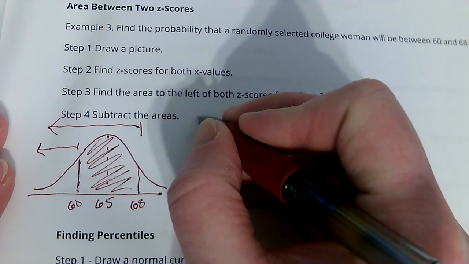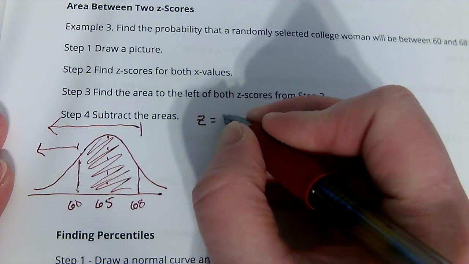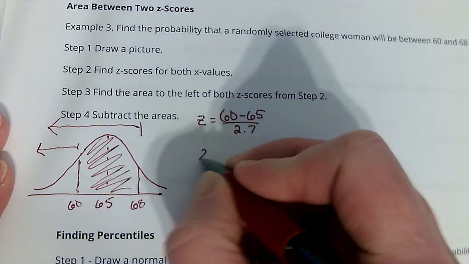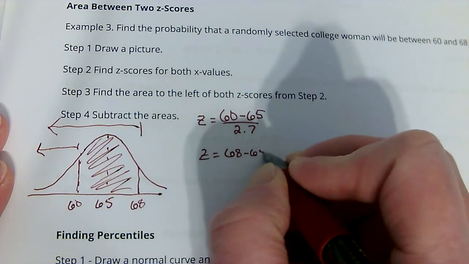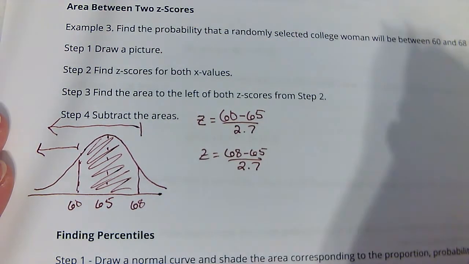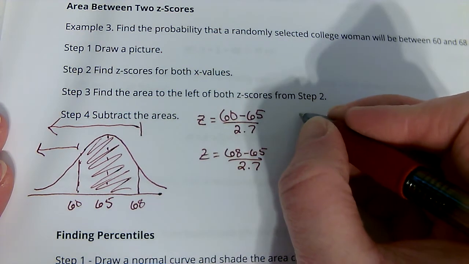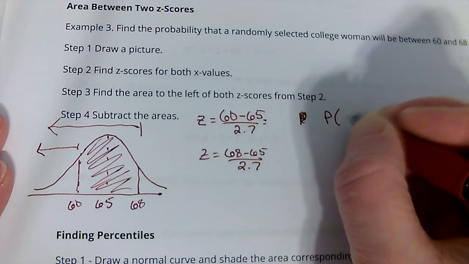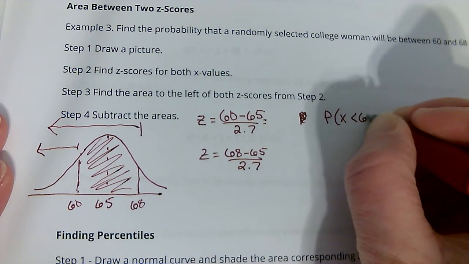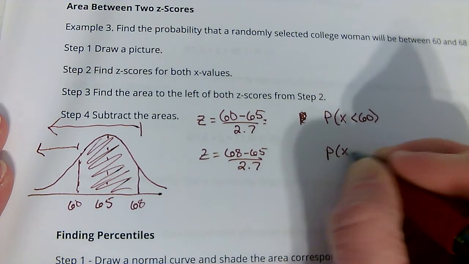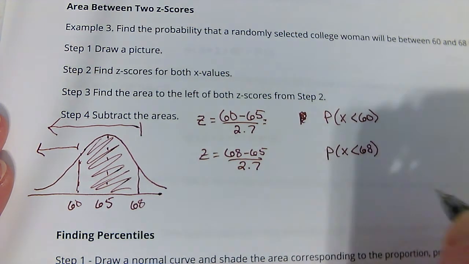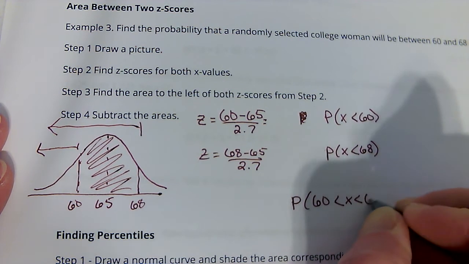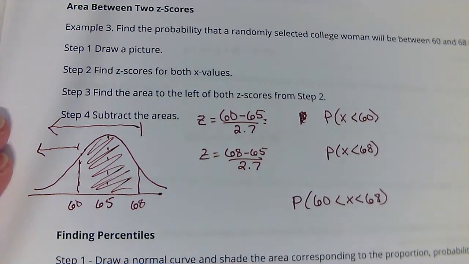So let's find the z-score for each. One z-score is going to be 60 minus 65 divided by 2.7, and the other z-score is going to be 68 minus 65 over 2.7. This will give me the probability of x being less than 60, and then the probability of x being less than 68, and then for the probability of being between them, we're just going to subtract these.